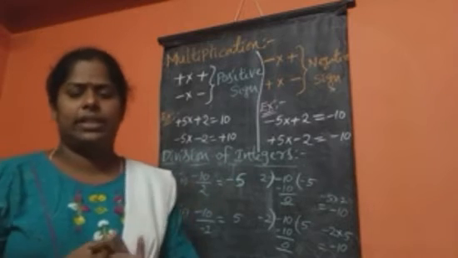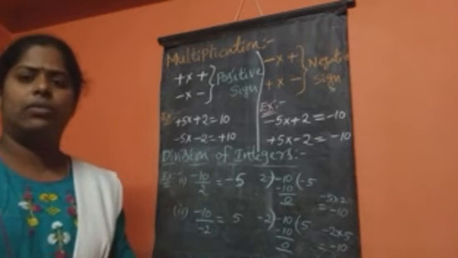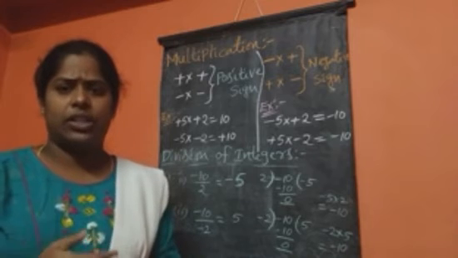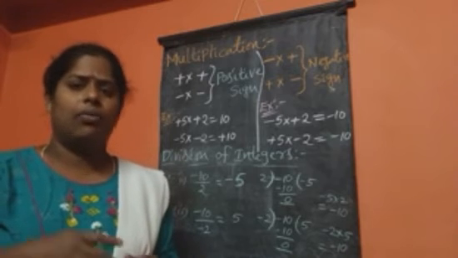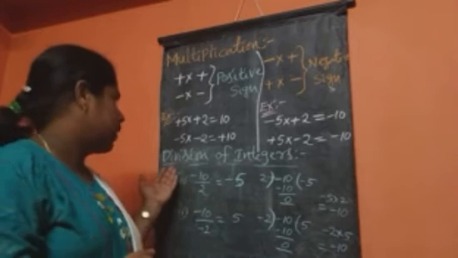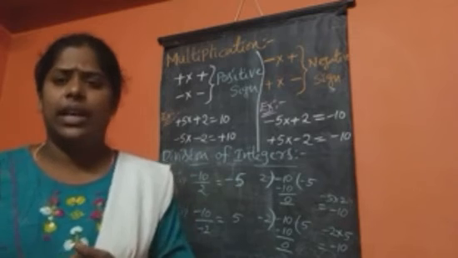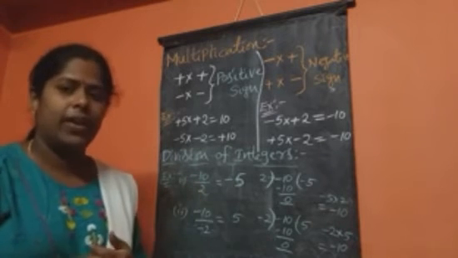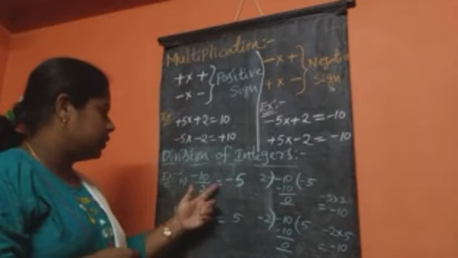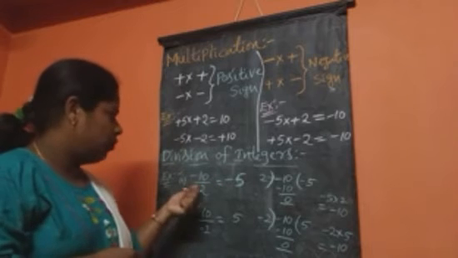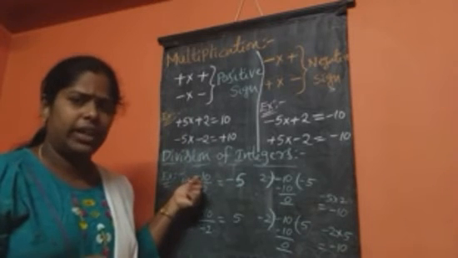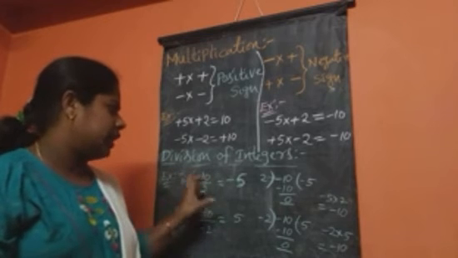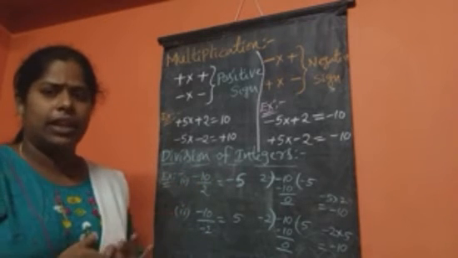Next, division of integers. We already saw how to do addition, subtraction and multiplication for integers. Now it is time to know division of integers. See, there is one example: minus 10 by 2 is equal to minus 5. Only one negative sign is there. Just simply divide them and keep that negative sign.